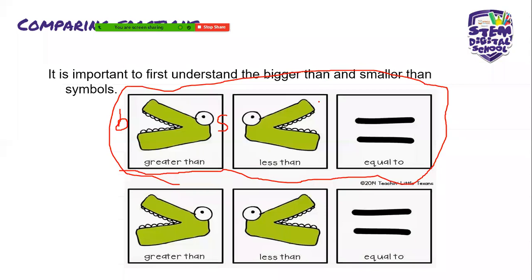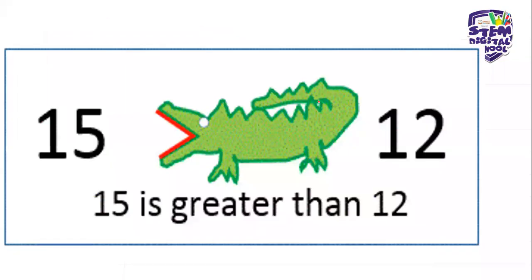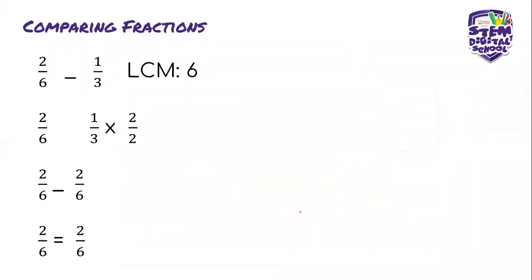So, for example, 15 is greater than 12. And you can see that the sign here, the crocodile mouth, is opened like this. So it means that the 15 is greater and the 12 is smaller. That's how we operate with the sign.